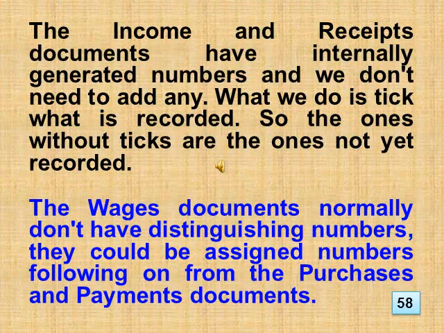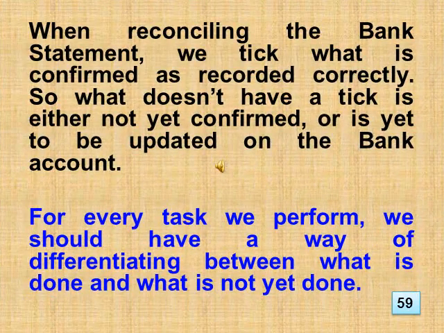The income and receipts documents have internally generated numbers and we don't need to add any. What we do is tick what is recorded. So the ones without ticks are the ones not yet recorded. The wages documents normally don't have distinguishing numbers, they could be assigned numbers following on from the purchases and payments documents. When reconciling the bank statement, we tick what is confirmed as recorded correctly.